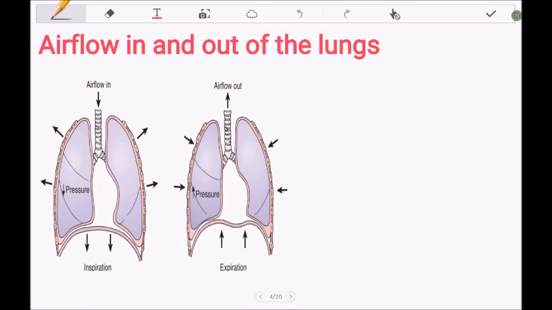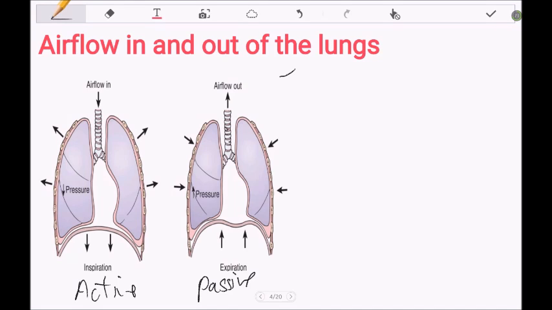Next we're going to talk about the airflow in and out of the lungs. The airflow in and out of the lungs has to do with pressure gradients. During inspiration, that's when air flows in, and it is active. Inspiration is active, and expiration is passive because the air leaves the lungs because of the passive recoil of the lung tissue.